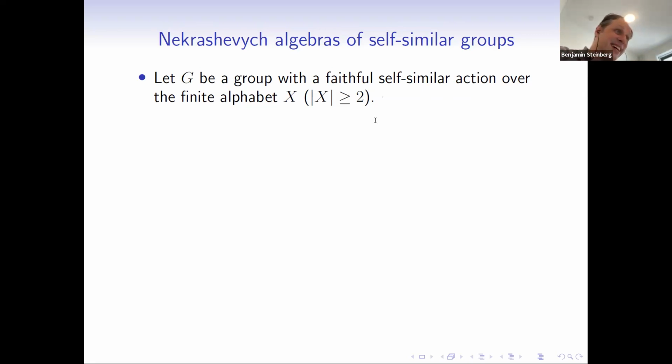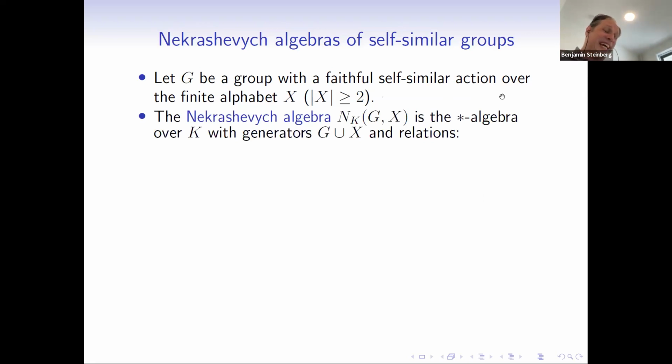All right, fine. So the Nekrashevych algebra of (G, X) is the star algebra over K whose generators are your group and the letters X, and they're stars because it's a star algebra. And you have some relations. The first relation says y star x equals delta xy. So it says that basically x and y are orthogonal isometries. So x star x is 1, y star x is 0, and y is not x.